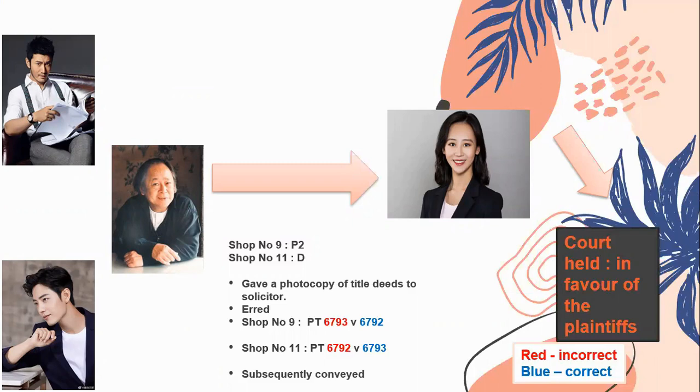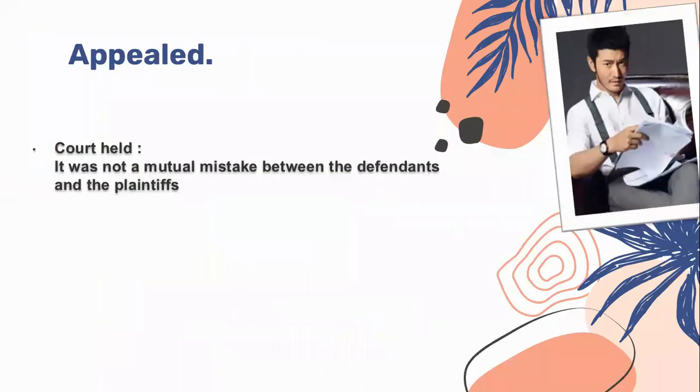Unfortunately, the lands were subsequently conveyed to the plaintiffs and the defendant in the manner as they appeared in the respective SPA, with the plaintiffs becoming the registered proprietor of unit 6793 and the defendants of unit 6792. The High Court held that it was in favor of the plaintiff. However, after the defendant appealed to the Court of Appeal, the Court of Appeal held that it was not a mutual mistake between the parties.